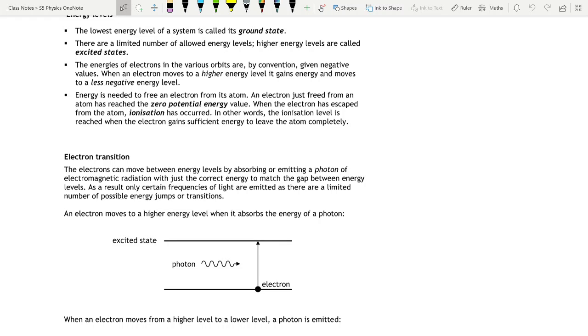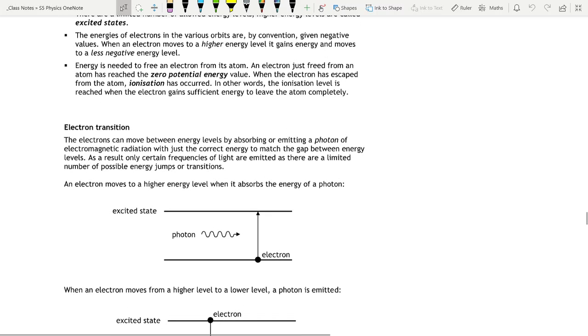When an electron moves to a higher energy level, it gains energy and moves to a less negative energy level. That's the complicated part here. Energy is needed to free an electron from its atom. An electron just freed from an atom has reached zero potential energy. When the electron has escaped from the atom, ionization has occurred. We know that ionization is the creation of a charged atom. In other words, the ionization level is reached when the electron gains enough energy to leave the atom completely.